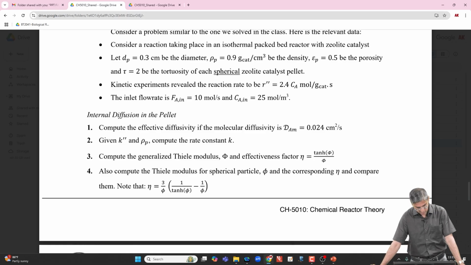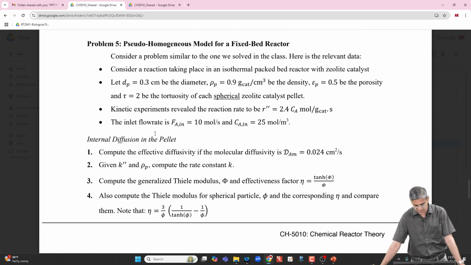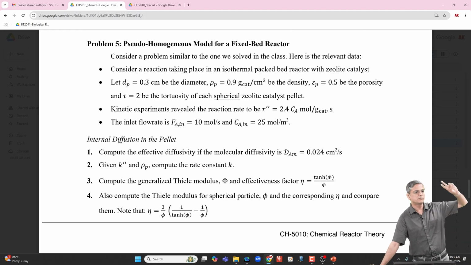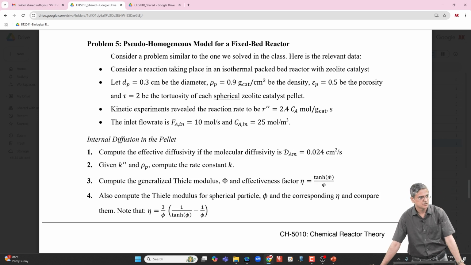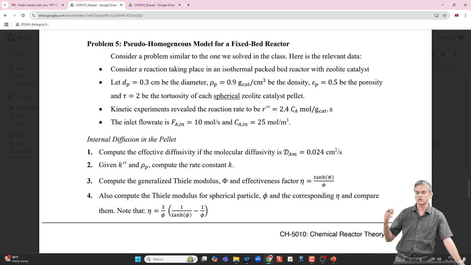Diffusivity of small alkanes at around 550 kelvins. Okay. K double dash and rho p are given, and from K double dash and rho p you have to compute the rate constant, use the rate constant in Thiele modulus. Okay. Recall we did two types of Thiele modulus, your generalized Thiele modulus and your regular Thiele modulus. What is the generalized Thiele modulus? It is based on slight change so that all of the lines eta versus phi fall approximately on the same line. So, it makes your computations just easier.